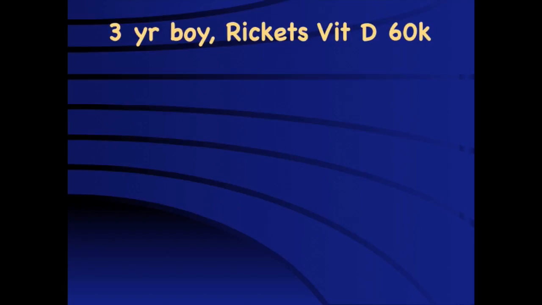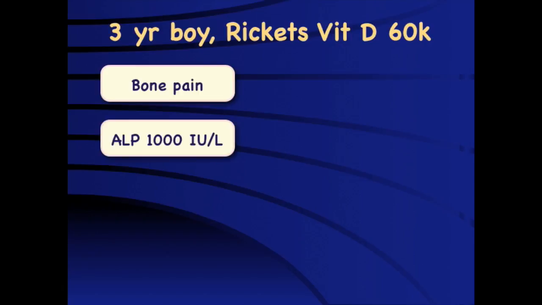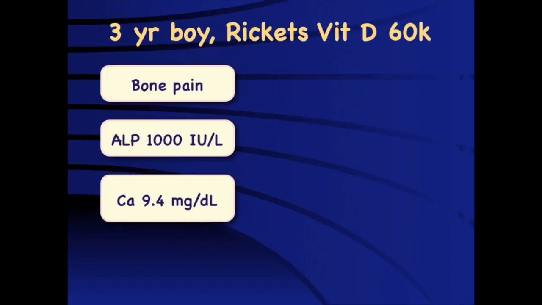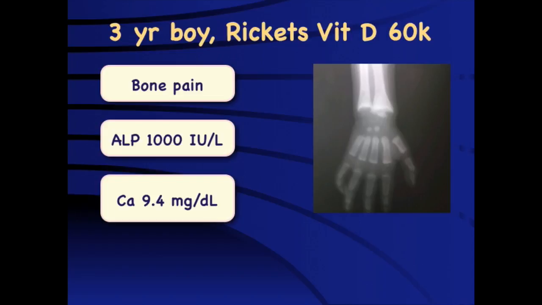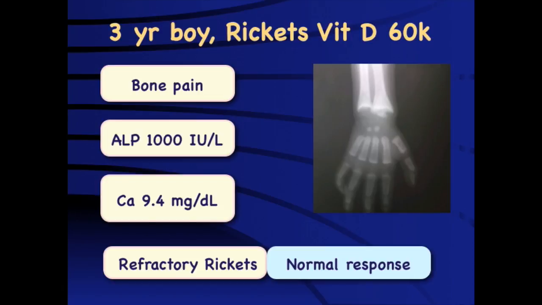So this is a 3-year-old boy with rickets, given 60,000 international units of vitamin D, who complains of bone pain. Alkaline phosphatase went up to 1,000 international units per liter, and calcium is normal. This is the X-ray. Do we consider this child to have refractory rickets? No. If you look, there is a white line of healing which is already appearing, and this is a normal response, so we don't need to be worried about this situation.